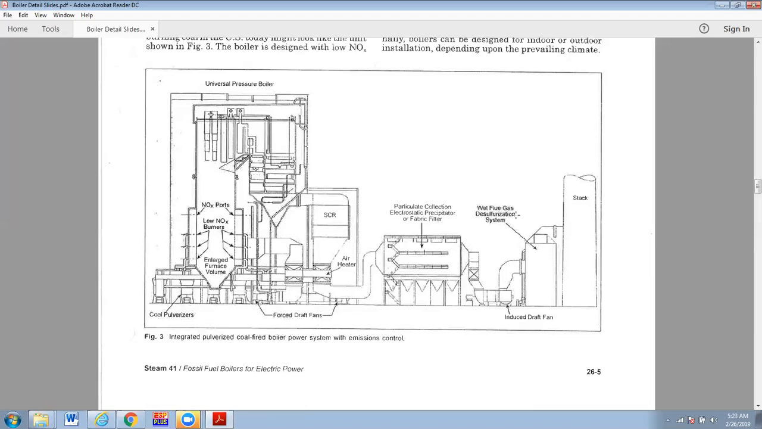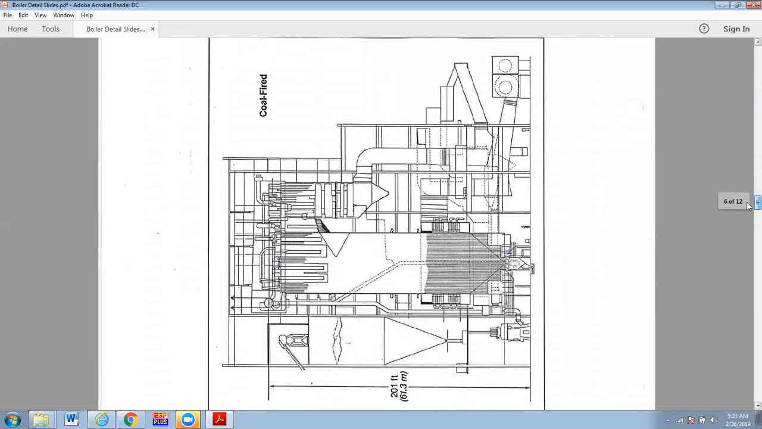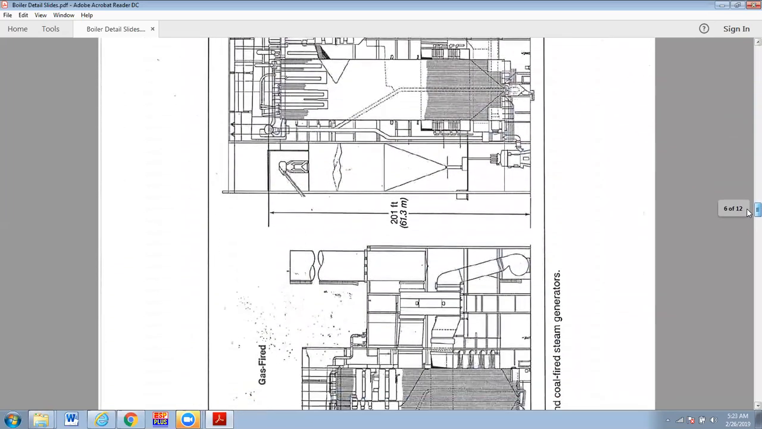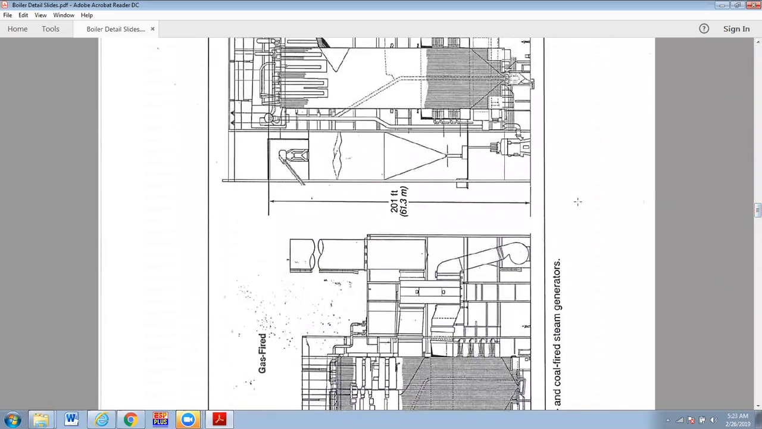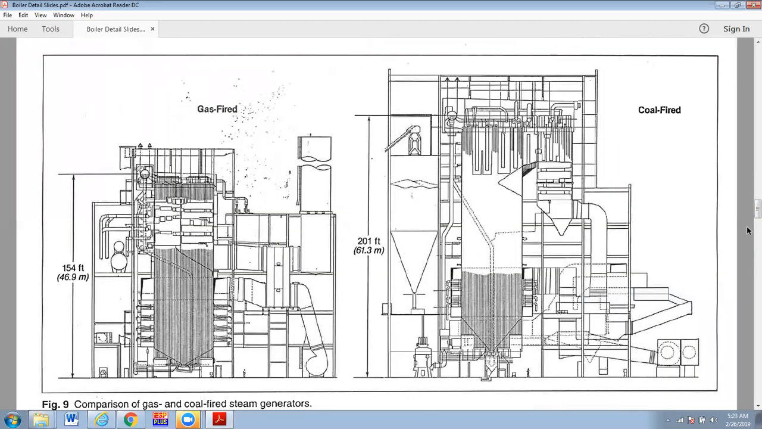Okay, let's see what else we can find to talk about here in some of these slides. Yeah, this is okay. Let me rotate this around. It's pretty good. This one shows a comparison of a gas-fired utility scale boiler or steam generator, the steam book likes to call them, to coal-fired boiler. And so you can see that they're different beasts.